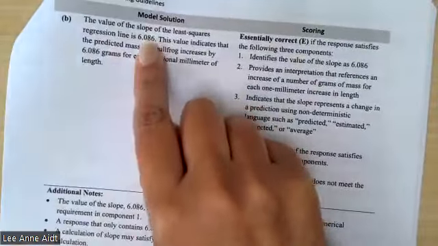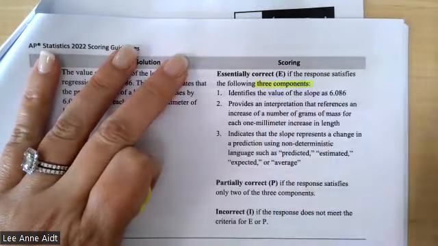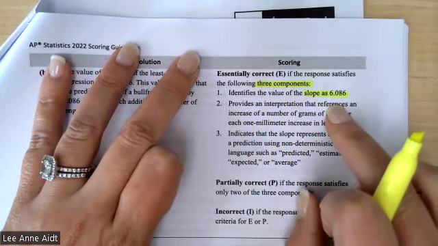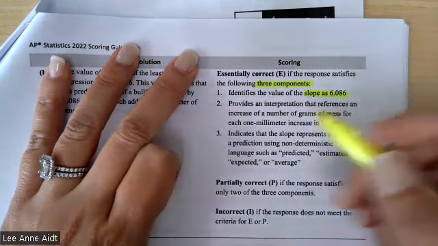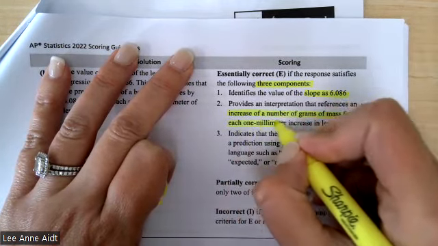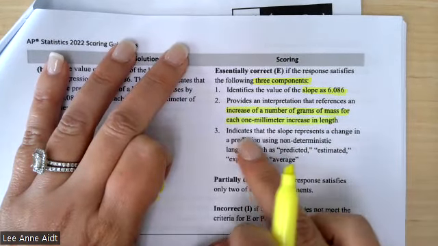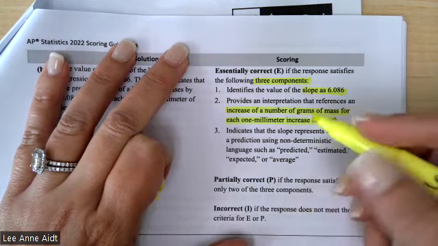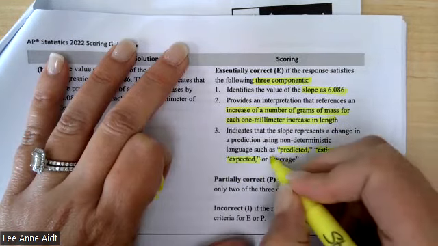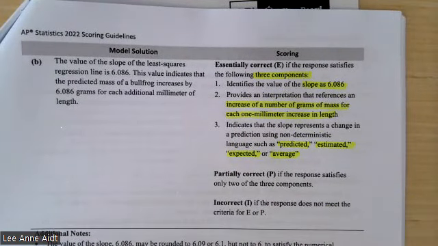All right. So part B. 3 components have to be met for an E. Identifies the value of the slope as 6.086. You don't need to say this separately. You just need to use that in the sentence. Provides an interpretation that references an increase of grams in mass for each 1 millimeter increase in length. Indicates that the slope represents a change in the prediction using such language as predicted, estimated, expected, or average. You get a P if you had 2 of the 3 of those, and an I if you did not have that.